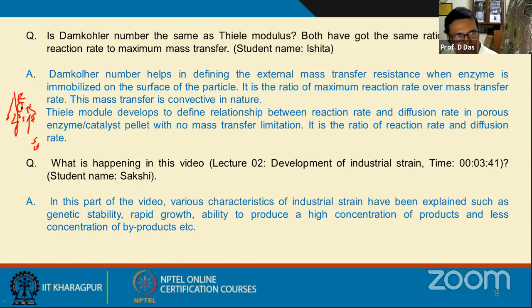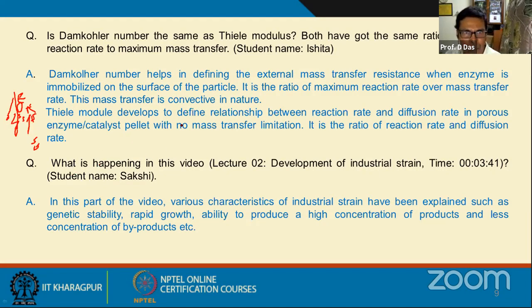Now, what is the driving force here? SB minus SS. Now, if the whole substrate is available on the surface of the enzyme, then that is the maximum diffusion, because KL into SB minus SS is the rate of mass transfer. When SS is equal to 0, then KL into SB will be the maximum mass transfer rate. So the Damkohler number actually is the ratio of maximum reaction rate divided by maximum mass transfer rate. I hope you understand.